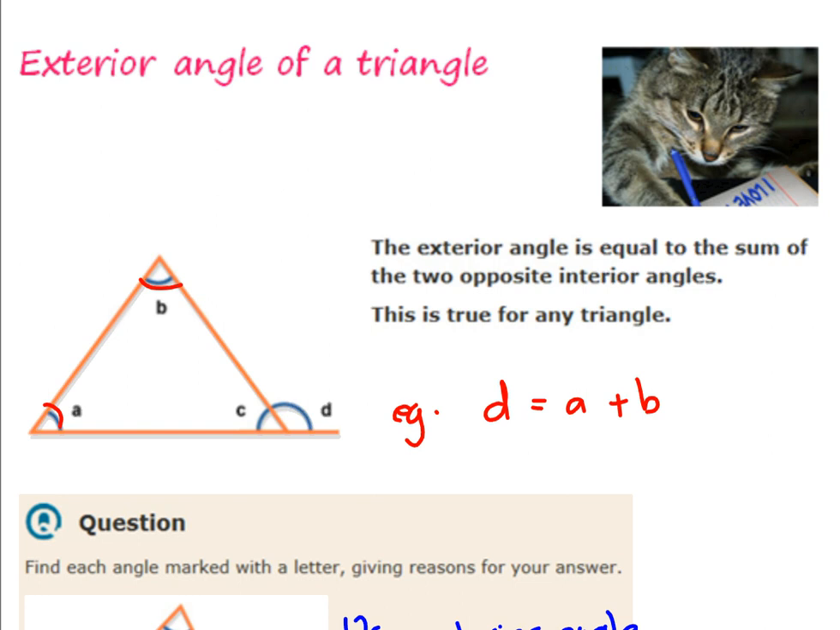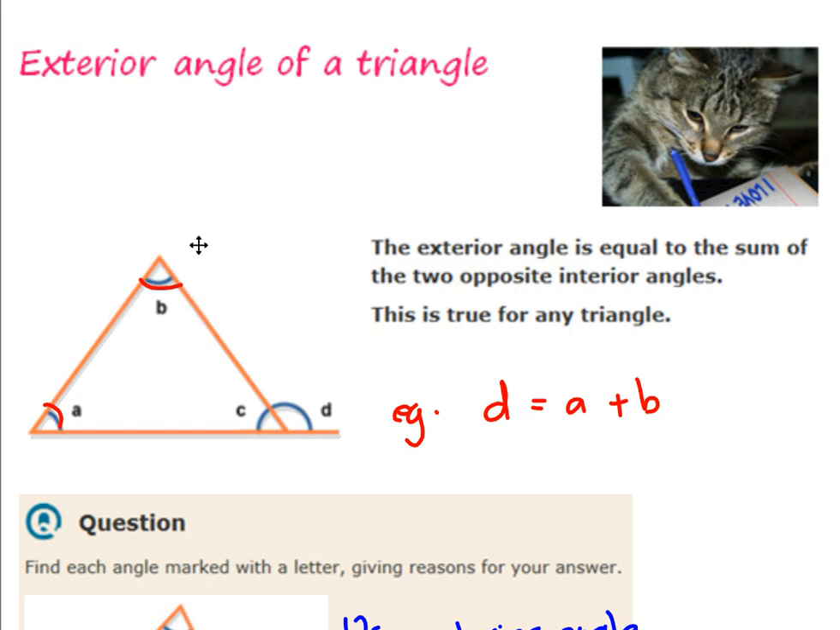Hi there and welcome to the lesson, which is called exterior angle of a triangle, a little extension topic. So what on earth is the exterior angle of a triangle? Well, for a triangle it makes sense that the interior angles are these ones, A, B and C. An exterior angle is if you took one of the sides and you extended it, what would be the angle made here?